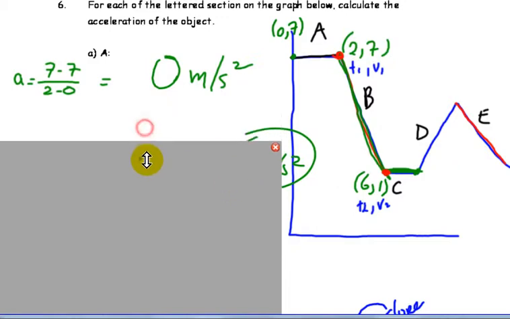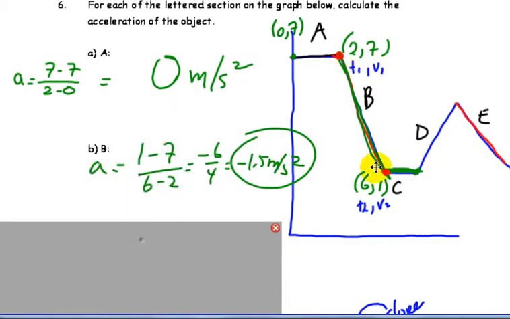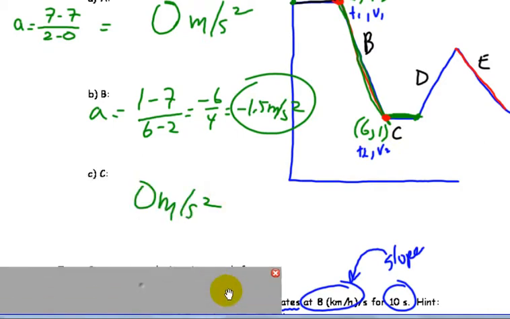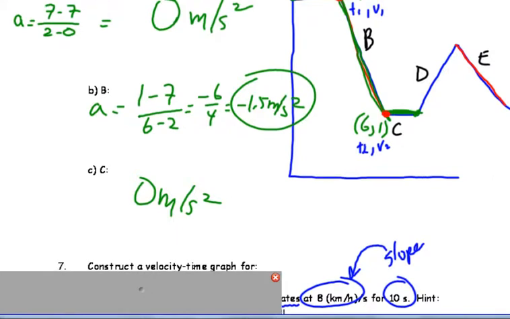Okay, if you had a chance to do that, B is 1 minus 7 over 6 minus 2. Of course we get a negative number because you can see it's a decreasing slope: negative 1.5 meters per second squared. That means we were moving at a velocity of 7, and now we're decreasing by 1.5 meters per second every second that ticks by. Section C, of course, you can see is 0, and I guess that was the only question we had to do. We didn't have to figure out D and E according to this handout.